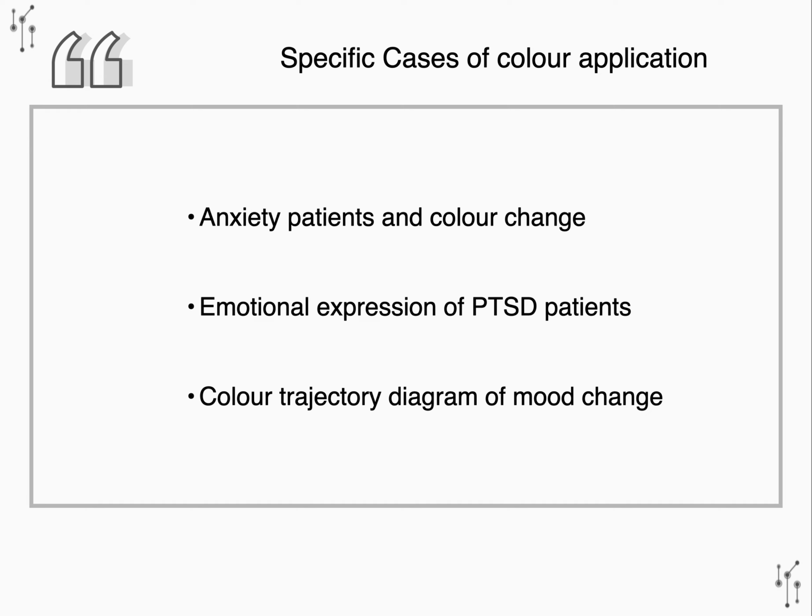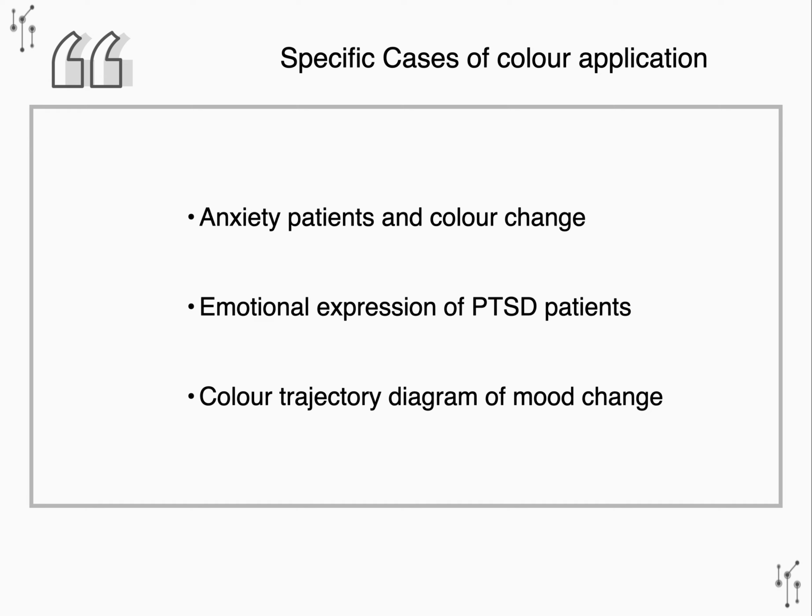First of all is the anxiety disorder and color shifts. Let's talk about the case background. For example, we have a young man who has been in a state of anxiety for a long time. In his work, in the early days of art therapy, he mainly used dark blue, cool gray, and dark purple, which represent his inner anxiety and depression.